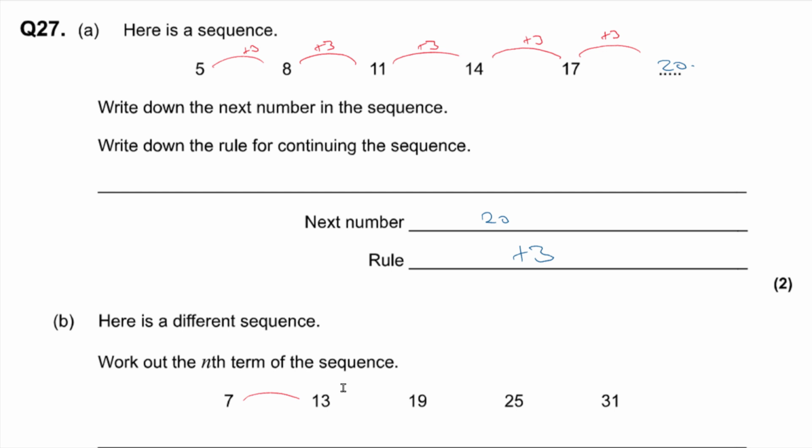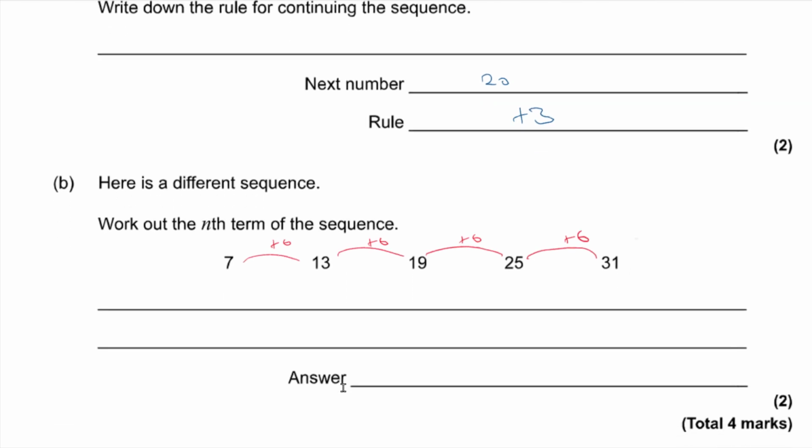Well, you can see that the difference between each term is plus 6. We're adding 6 each time. So I know that the 6 times table, 6n, is equal to 6, 12, 18, 24, 30.